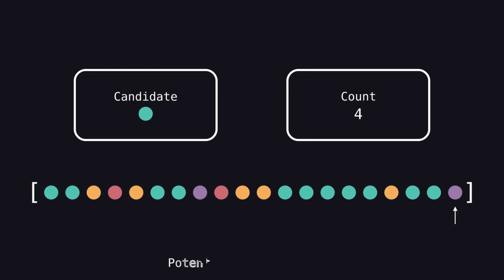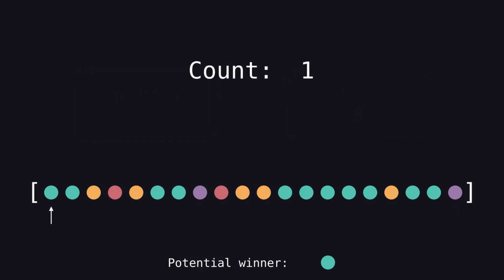Then we do our pass-through to make sure the reported winner actually has a majority. And teal is the actual winner.